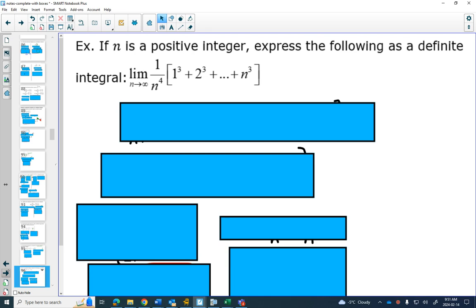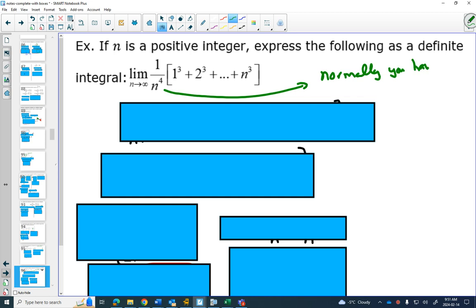Okay. What makes this one harder than normal? Normally you have some number divided by n, because you have n equal sections. Like, they have an n to the 4. So how are we going to deal with that? We need to manipulate this to make this work.